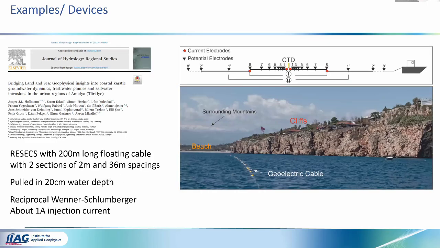A second example, and another instrument that has been built by Kiel University, or at least the idea came from Kiel University. They are using a RESEX. The length of the streamer is pretty much similar, so it's a 200-meter floating cable. But the setup is a little bit different. It is still this inverse or reciprocal Schlumberger array. So you have current in the middle and potential field readings outside.